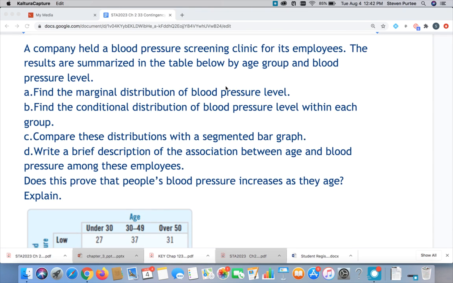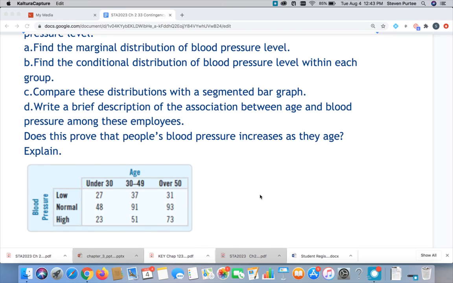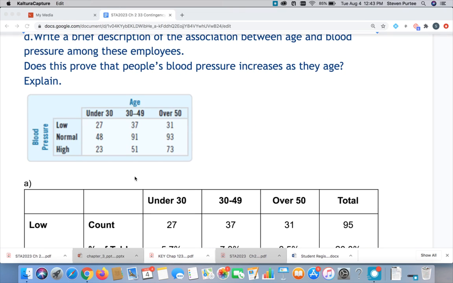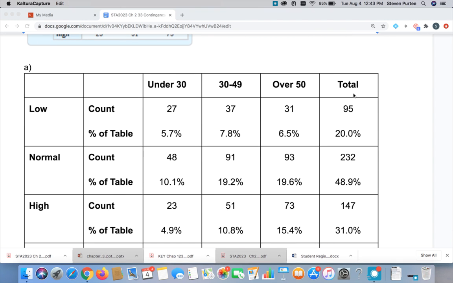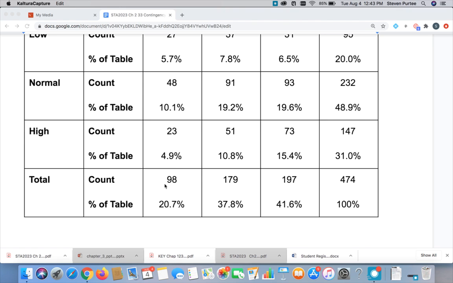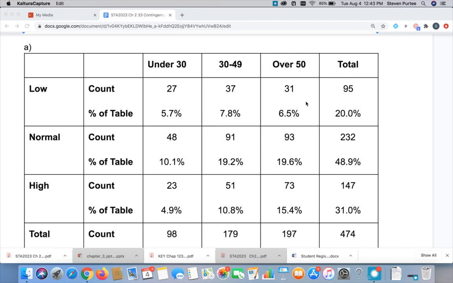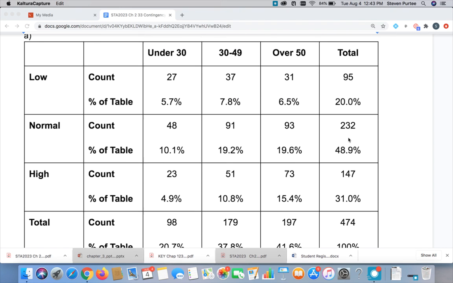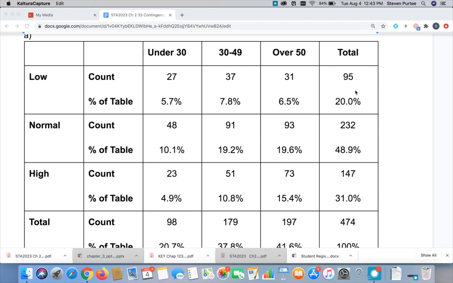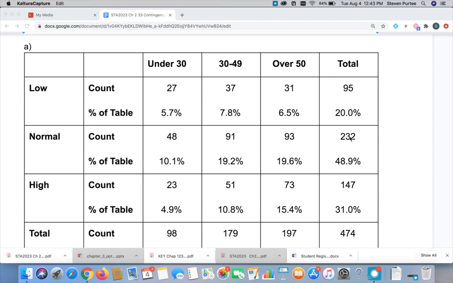Question A, we want to find the marginal distribution of blood pressure level. So our marginals, remember, exist on the margins. We want to expand out our table here and find the totals along each row and along each column. Technically these are our marginals, but I went ahead and did the relative marginals. So we're going to divide every single number by the total number in the table, 474, and get all these percentages. So over here on the side, these percentages are our marginal distribution for blood pressure level.